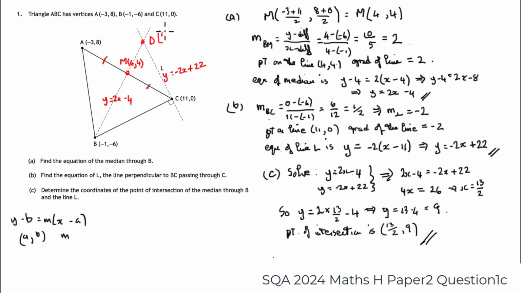I'll put 13 over 2 in there. And let's check the heights. This is 9. Well, that's -6. That's 0. The y-axis must be along here. There's a height of 8. So a height of 9 should be just above that height of 8, which it is. So this is looking reasonable. So there's our answer, 13 over 2, 9.